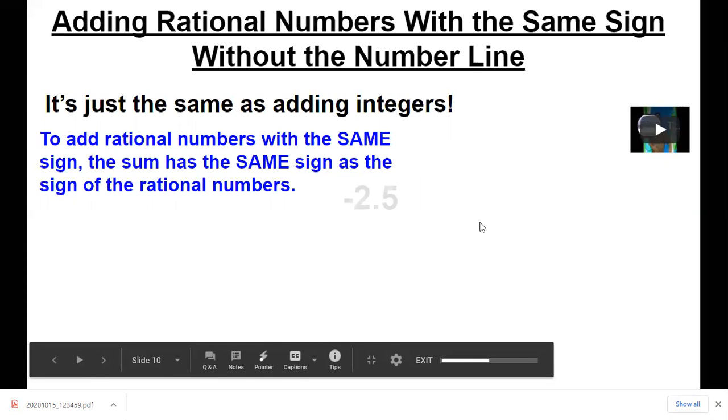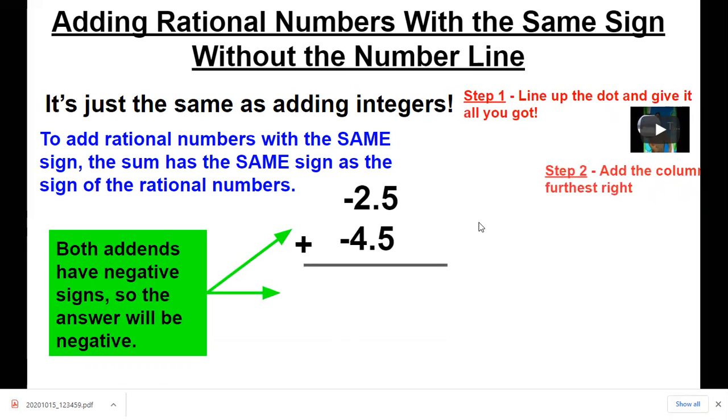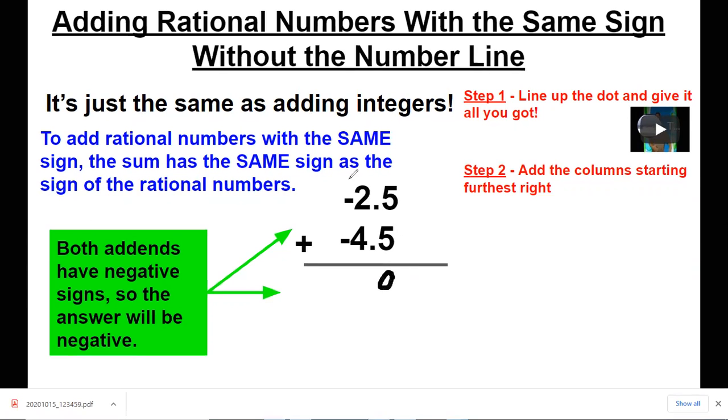So we were adding negative 2.5 and negative 4.5. We lined up the dot, and we gave it all we got. And now we're going to add the columns starting furthest to the right. So we're first going to add the 5 and the 5, right? It's going to give us 10, and we're going to carry the 1. 4 and 2 is 6 plus 1 is 7. Don't forget our dot is lined up right in the middle, right where it should be. Can't take that out of the right spot. We've got to keep it lined up with the other ones right there.